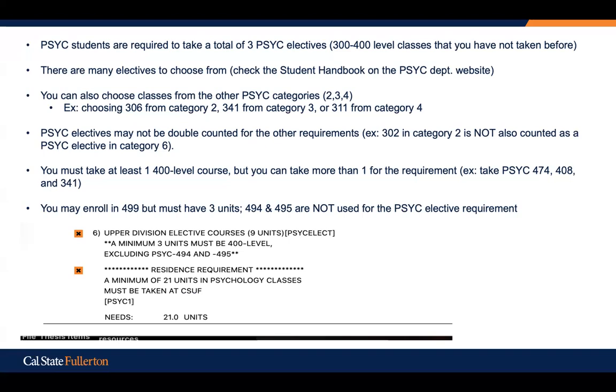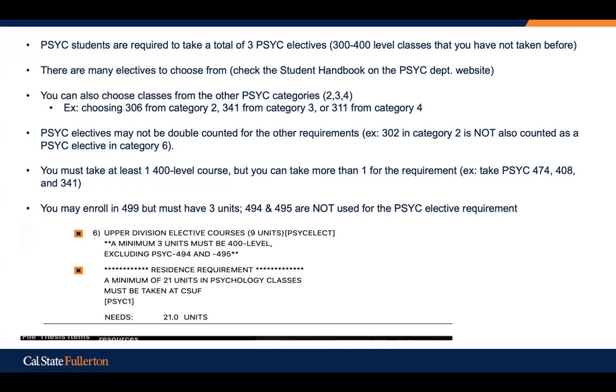So for example, like how I talked about in categories 2, 3, and 4, let's say you do classes from there that you haven't done so far. Now it's important to keep in mind you can't double count those courses. So let me give you an example. Let's say in category 2, you enroll in 302, 305, and 305 lab, or you're working on them.